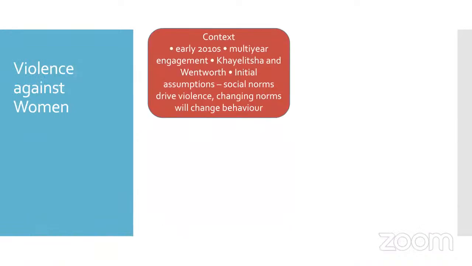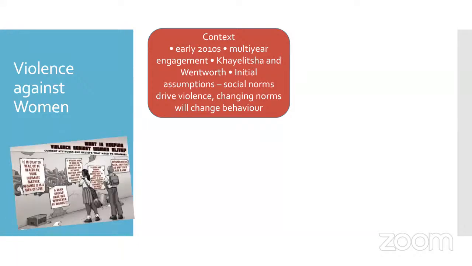This is another one, violence against women. This was in South Africa. This was a multi-year project also in the last 10 years. The research took place in Khayelitsha in Cape Town, or near Cape Town, and Wentworth, which is a township near Durban. The initial assumptions on this project were that we wanted to prevent violence against women, and it appeared that social norms drove violence or underpinned violence. So, for example, it's okay to beat your partner because it's a sign of love.